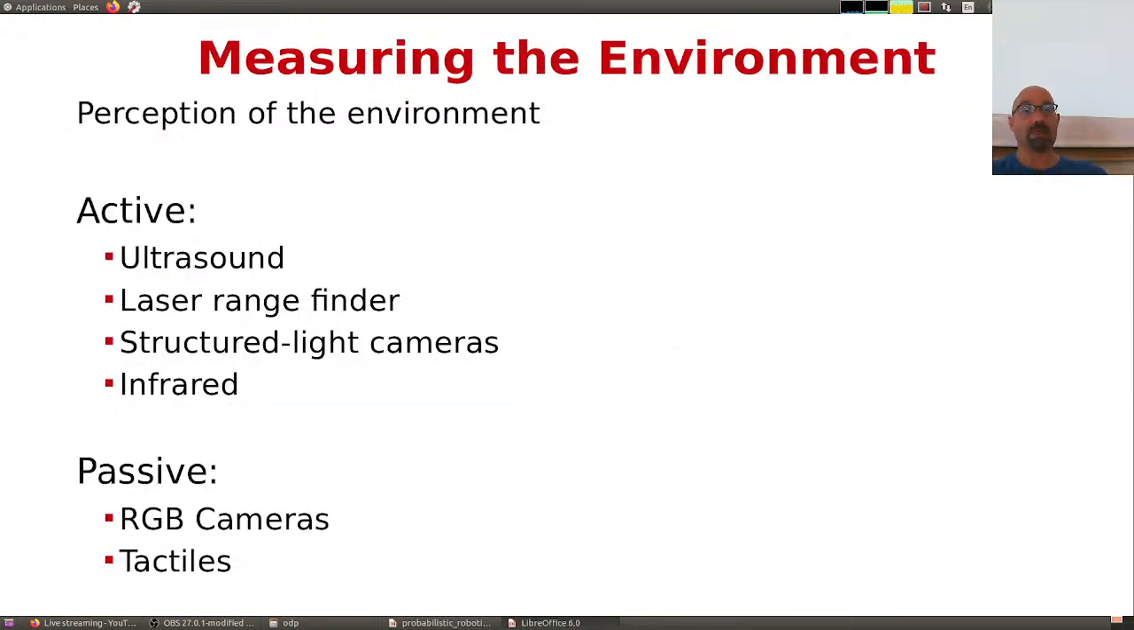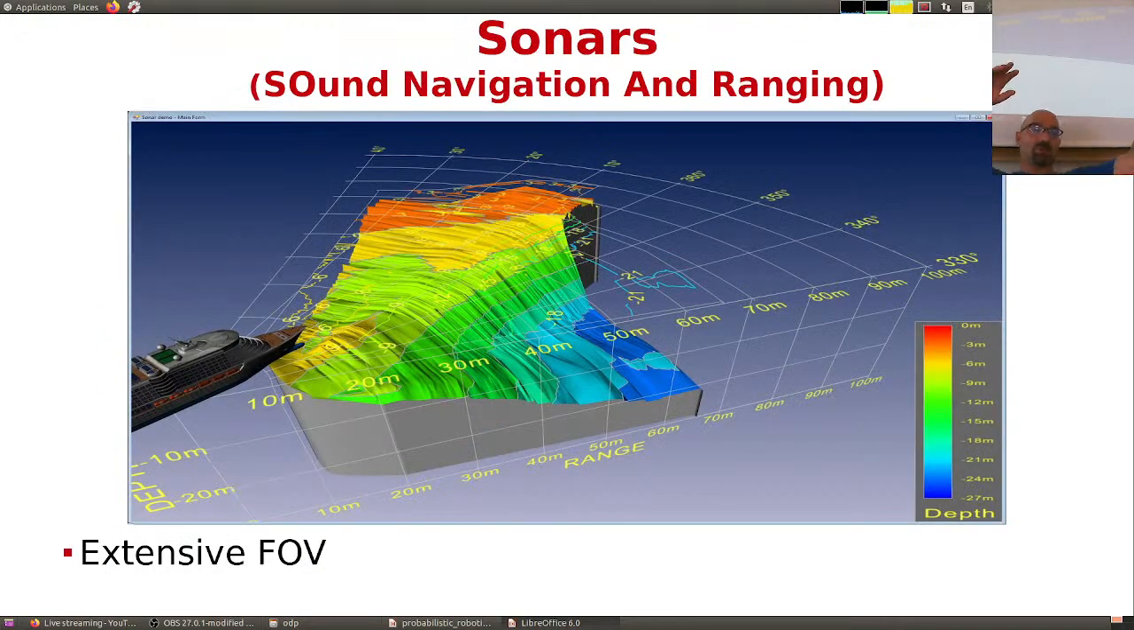Now, these are devices to measure the ego motion. Normally, and there are also other devices that are used to sense the environment. Starting from the easy ones, sonars. Sonars are nice underwater, not nice outside of the water.